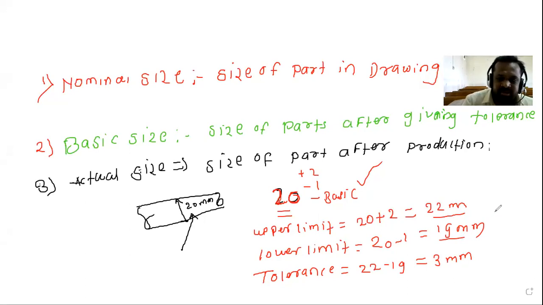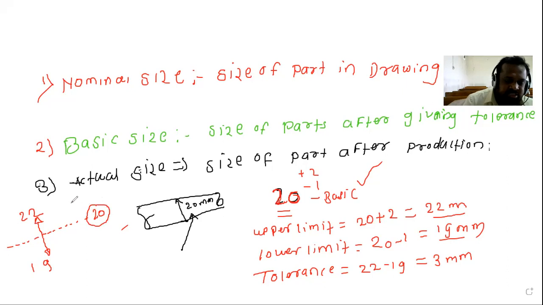Now see, they have given the limits like this. The maximum limit will be 22 and the minimum limit will be 19. In between that, if there is a variation, it is acceptable. Then what is the basic size? Basic size is 20 mm.